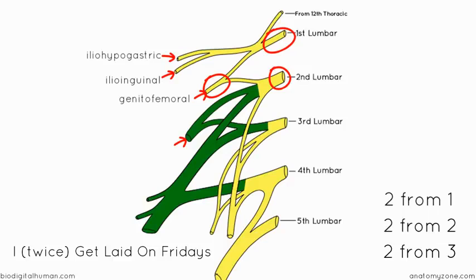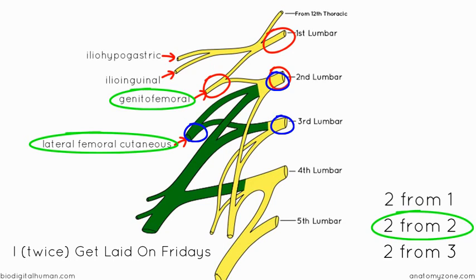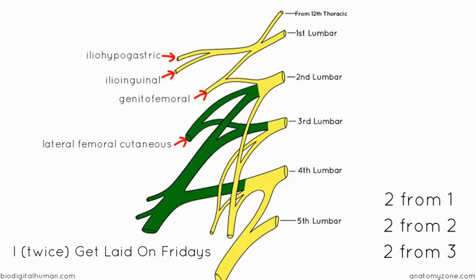So the next nerve in the mnemonic is the lateral cutaneous nerve of the thigh, or the lateral femoral cutaneous nerve. This nerve comes from the anterior rami of L2 and L3. So now you understand the second part of that mnemonic. So we've got 2 nerves coming from 2 roots.